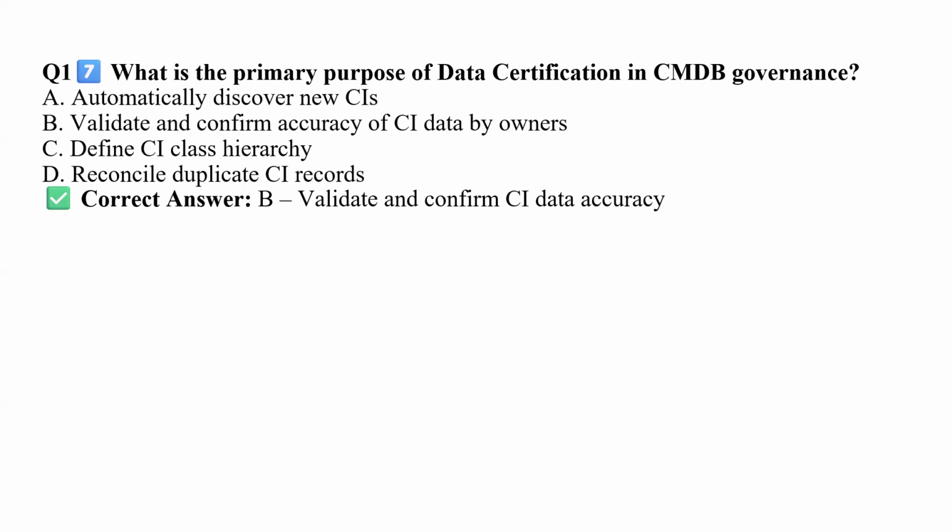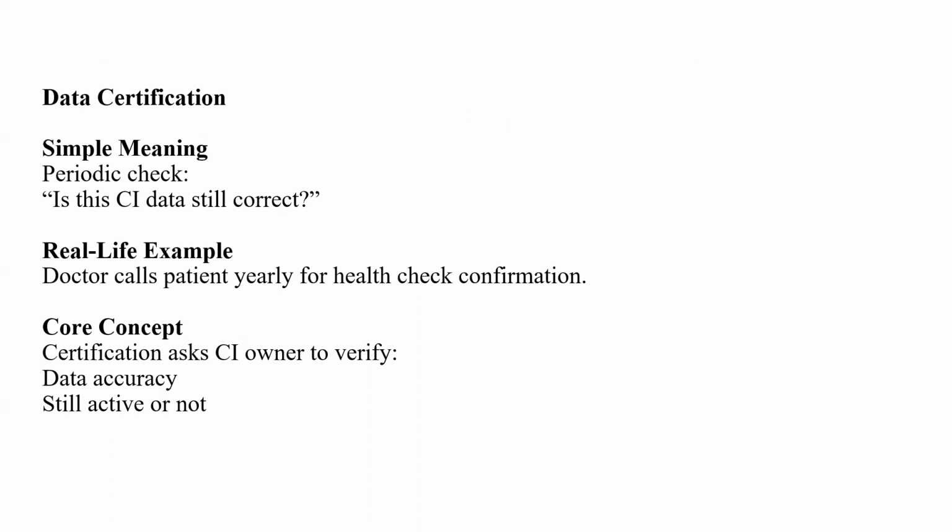So what is data certification? Data certification verifies periodically whether CA data is still accurate. An example is a CA owner reviewing and confirming that server details in the CMDB are still valid. A real life example is a doctor contacting a patient yearly to confirm health details are still correct. So the core concept is that certification ensures data accuracy and confirms whether the CA is still active or not.